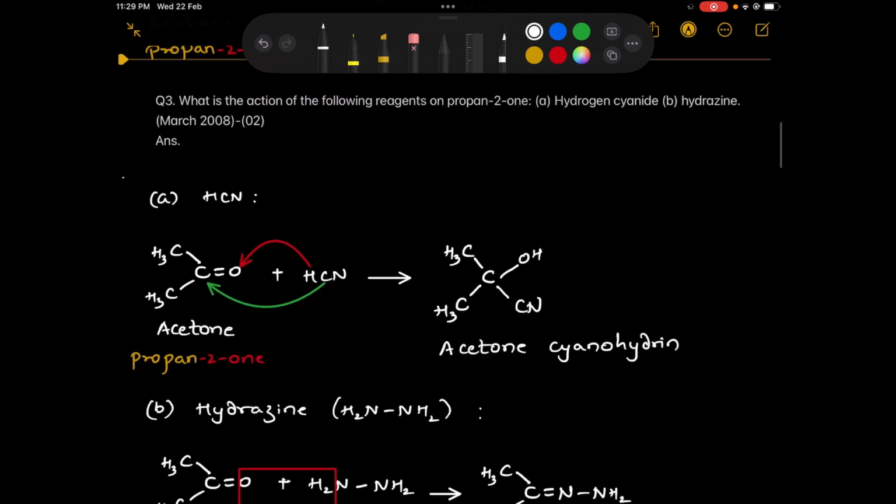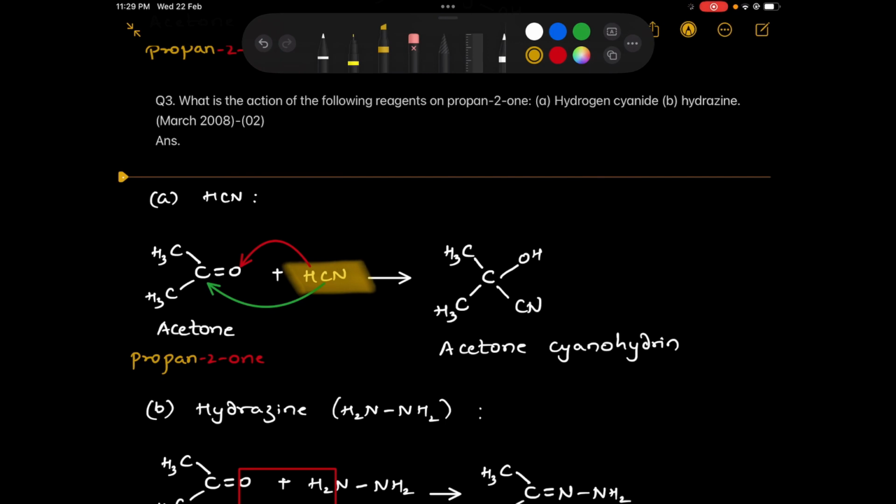What is the action of the following reagents on propan-2-one? The first reagent being hydrogen cyanide. So let's see how hydrogen cyanide gets added across the carbonyl carbon and oxygen. So the double bond breaks and hydrogen gets added across the oxygen atom, and cyanide being negative gets added across the carbon atom, so that we get acetone cyanohydrin.